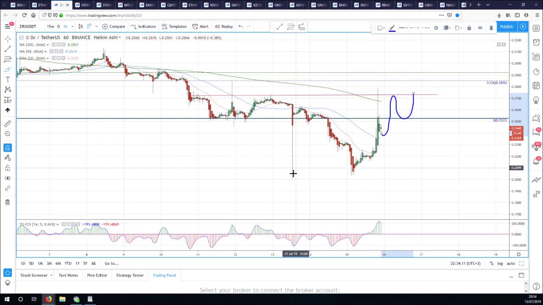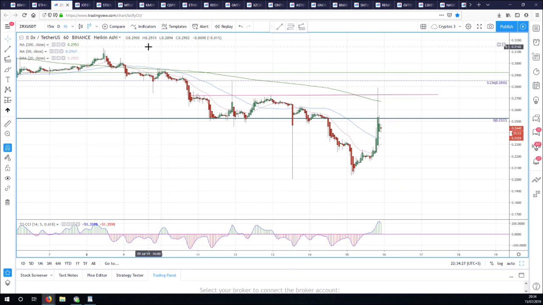So at the moment, this just looks like an ABC correction and I would leave it alone. And by that, I mean from this low to this high is equal to this low to this high kind of, and it looks a bit just corrective. Doesn't make me want to buy it yet. So that's that one. So it's not better news.